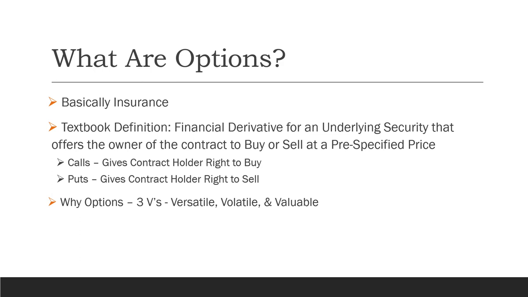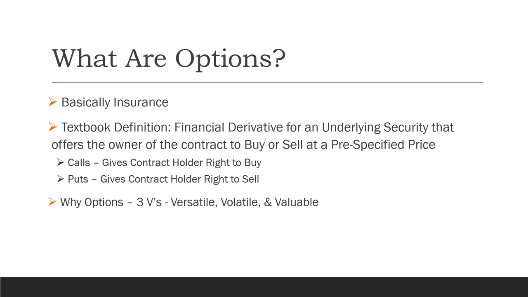The textbook definition for options: they're a financial derivative for an underlying security, aka stocks, right? That offers the owner of the contract the right to buy or sell at a pre-specified price. So that would be the strike, right? So there are two types of options. You have calls and puts. The calls give the contract holder the right to buy, and puts give the contract holder the right to sell.